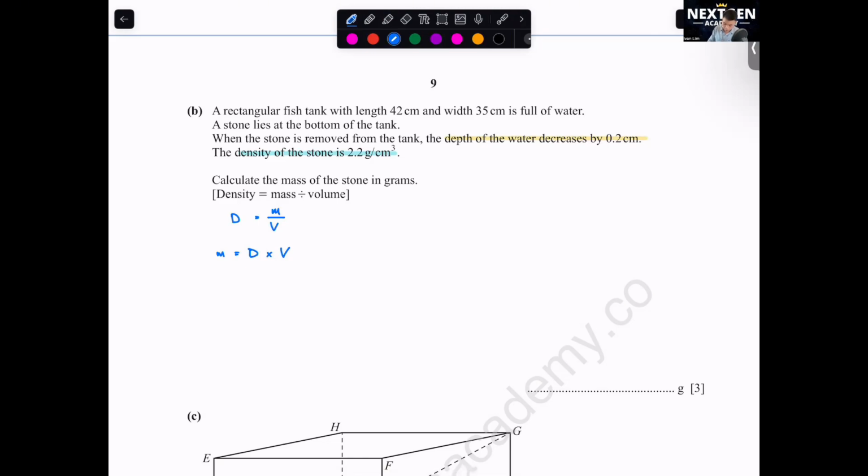First thing, we find what is the volume of the stone first, which is equals to 42 times 35 times 0.2, because you took it out, and the depth decreases. So you get here 294 cm cube. Next one, you want to find the mass. Mass is equals to density, which is 2.2 gram per cm cube, multiplied by 294. Okay, take note on the units. Final unit will be gram, because gram per cm cube times cm cube. So this will become 646.8 grams.